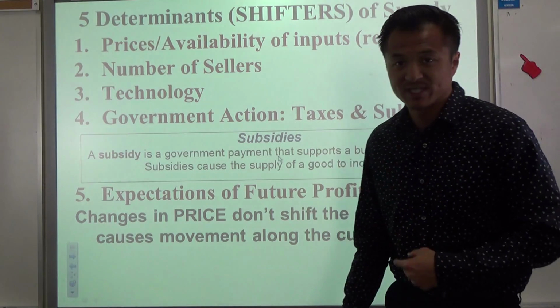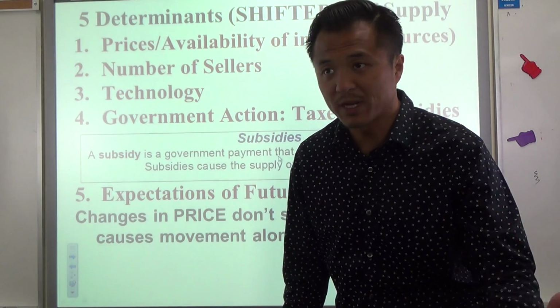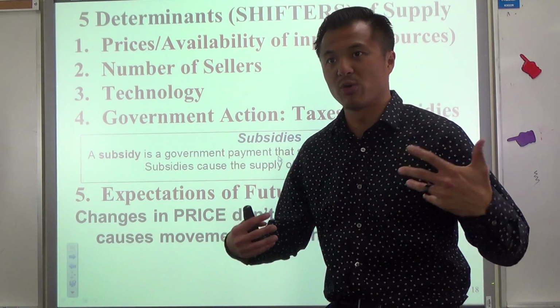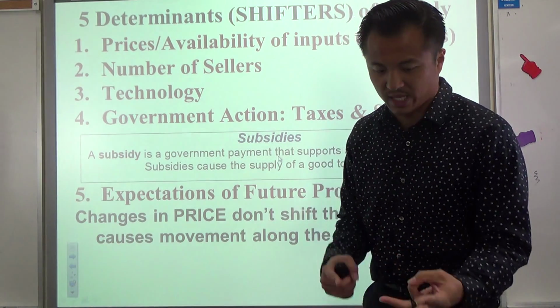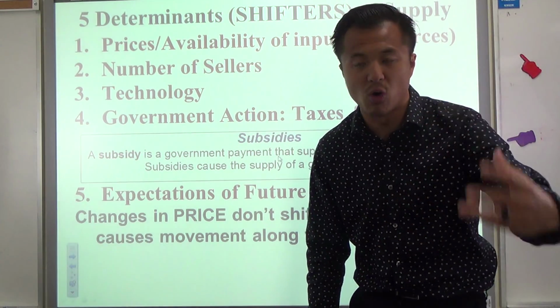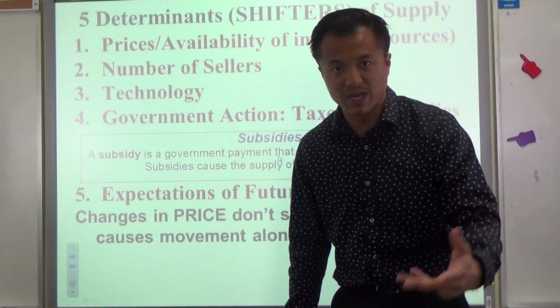The next one's the number of sellers, which makes sense, right? If there are more companies or more fast food restaurants that are selling hamburgers, then you're going to get more supply of hamburgers, right? So McDonald's, Burger King, Carl's Jr., In-N-Out, Five Guys. If there are more and more burger companies, you're going to see more supply of hamburgers.